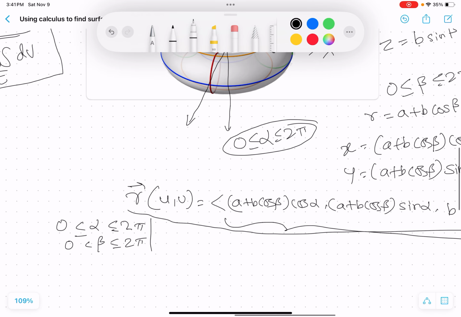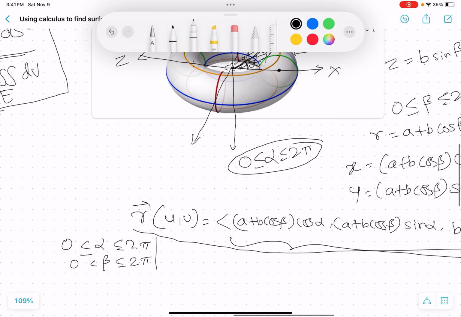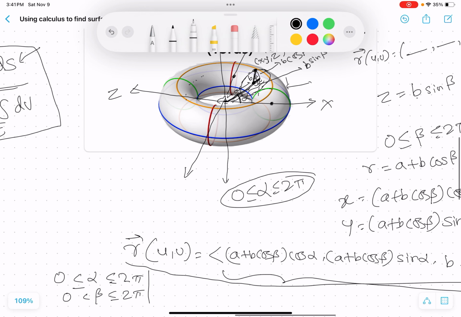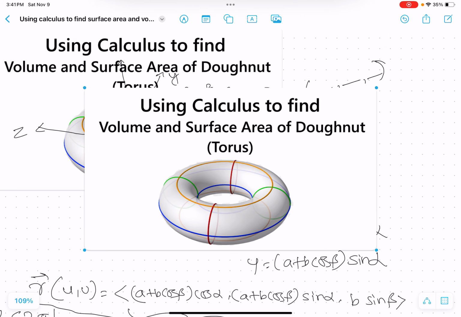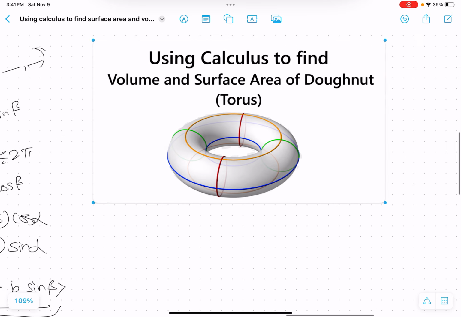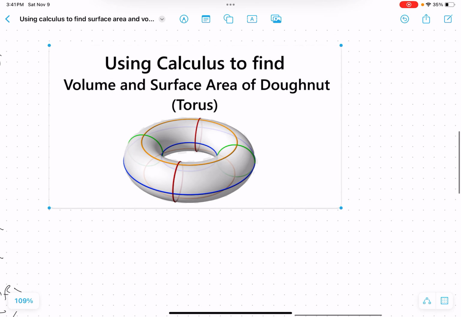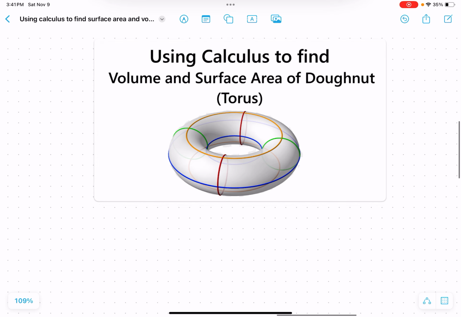Now we know that this r vector of alpha and beta gives the points on the torus, right? Now let's make one more copy of this. Now we have that, guys. This parameterization on all these things, we don't need to do it again for volume. This is the first time, so yeah, it can get a bit long, but don't worry about that.